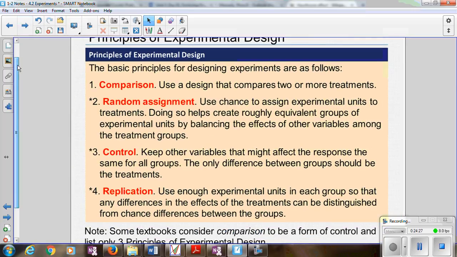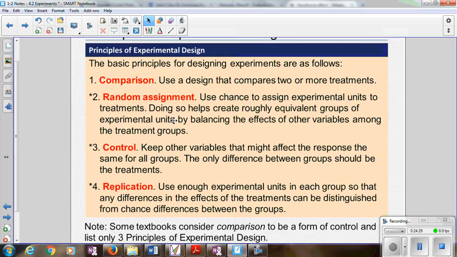Primarily, random assignment is extremely important because it reduces bias. Using chance to assign experimental units to the treatments helps create roughly equivalent groups. Just like we wanted to have a representative sample from our population, we want our treatment groups to be very, very similar. And so the way we keep them similar is by using random assignment. And that way it balances the effects of the other variables among the treatment groups.